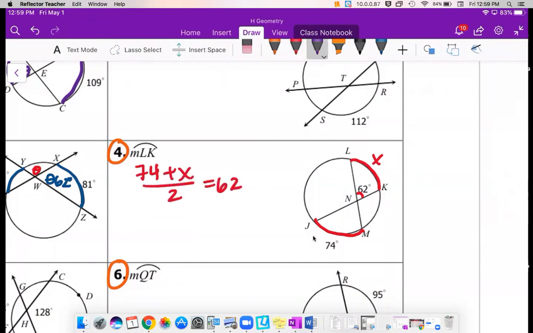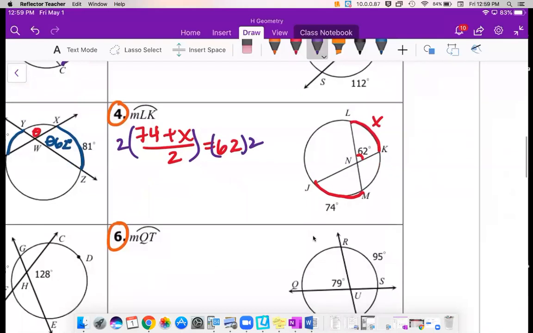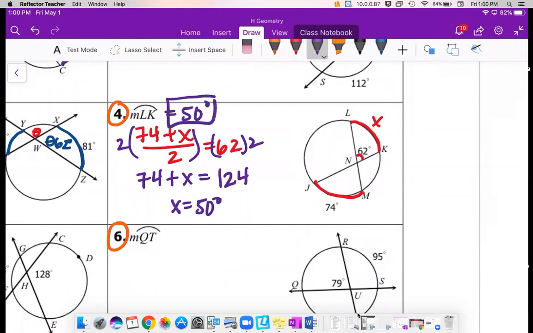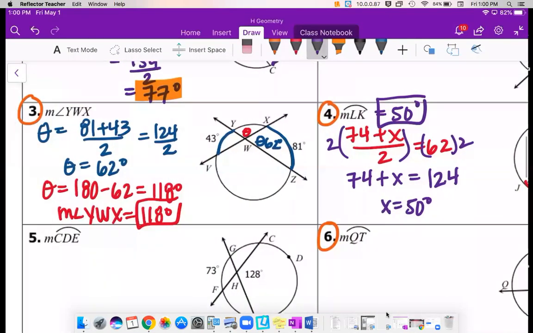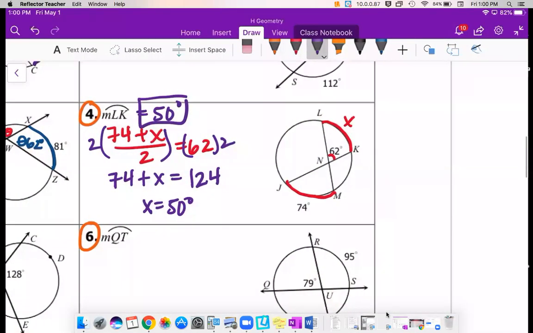So the first step is I'm going to multiply both sides by 2, so I get rid of the 2 in the denominator here. Then I will get 74 plus X is equal to 124, 62 times 2. And then I'm just going to subtract 74 from both sides, and I'll get X is equal to 50. So that means the measure of arc LK is equal to 50 degrees. Okay, so same formula, just working backwards a little bit. We're going to skip 5, and then we're going to do 6.